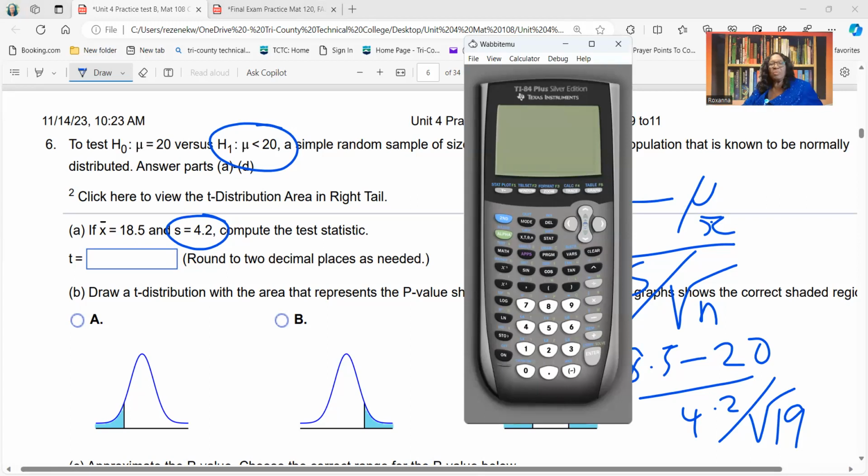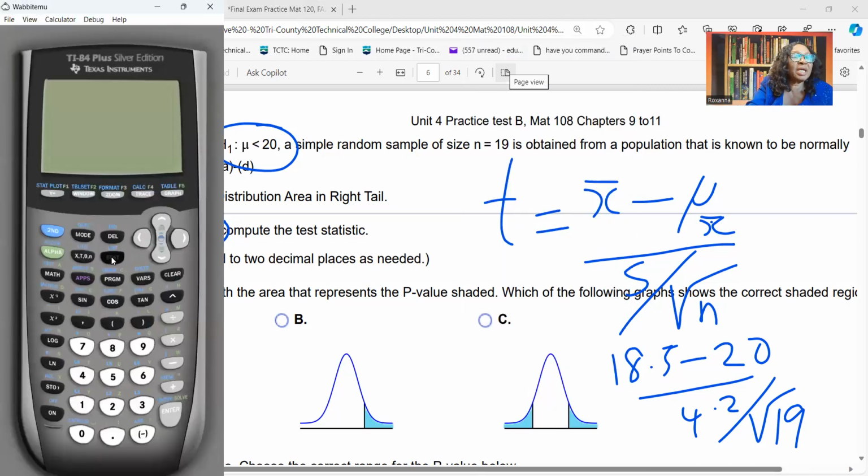T test. So I'm going to go to my calculator, go to stats, clear that, and I'm doing a t-test because I don't have the population standard deviation. I have the sample standard deviation. So I'm doing a t-test, which is number 2, t-hypothesis testing.